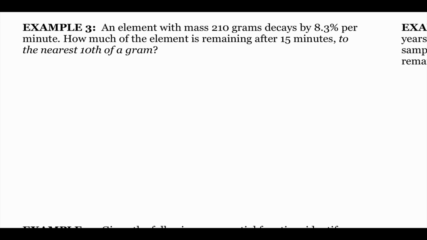An element is like the things in chemistry. The elemental table, oxygen, hydrogen, helium, all of those things. Elements are anything that is in this world, on this planet. Okay? So some element has a mass of 210 grams. Okay? It's decaying 8.3% per minute. So it's decaying pretty fast. 8.3% every minute it's losing. How much of the element is still left after 15 minutes to the nearest tenth of a gram?